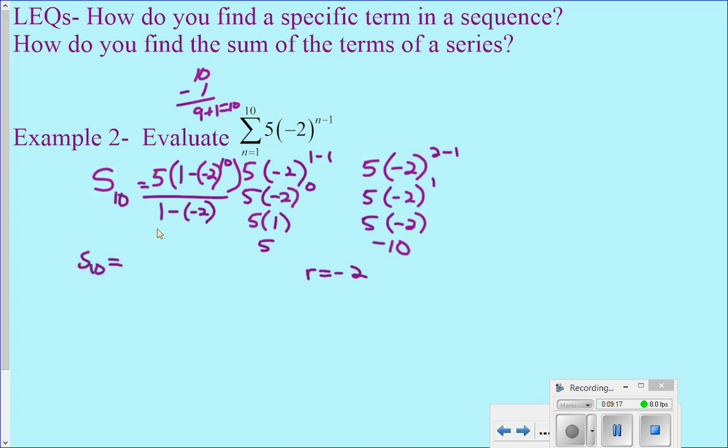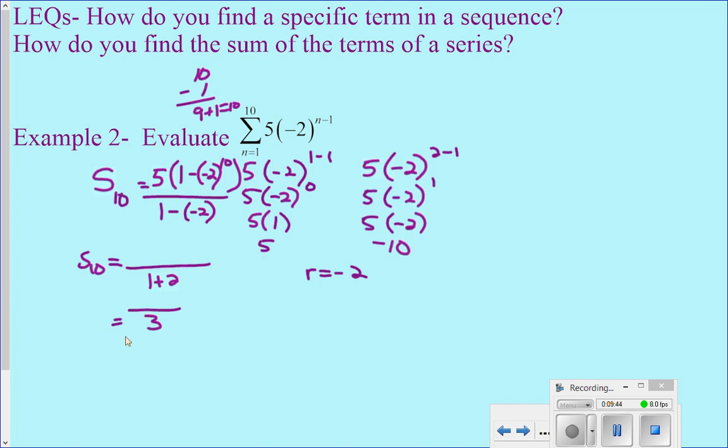In the denominator, I have 1 minus -2. I'm allowed to do keep it, change it, change it. Minus a negative is plus a positive. So 1 plus 2, that's 3. In the numerator, though, it's 5 times 1 minus -2 being raised to the 10th. So order of operations, -2 to the 10th goes first, and then I'm subtracting that from 1. So I can't change that to plus positive. You have to be careful with that.